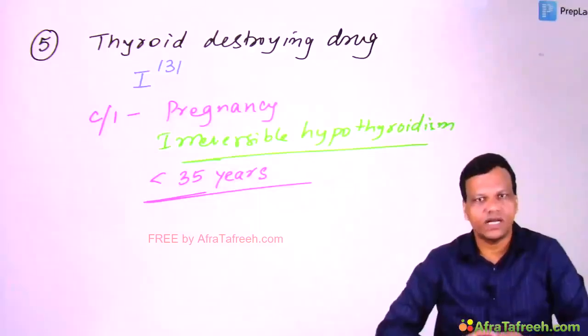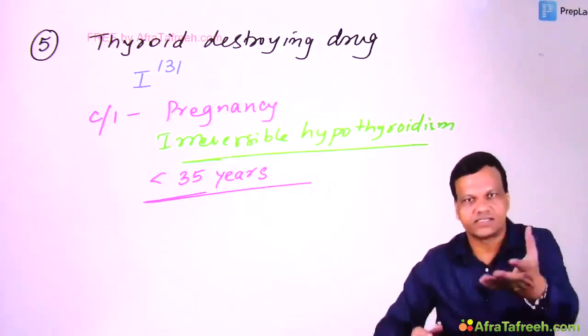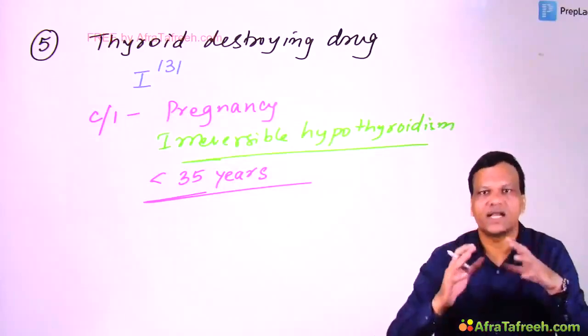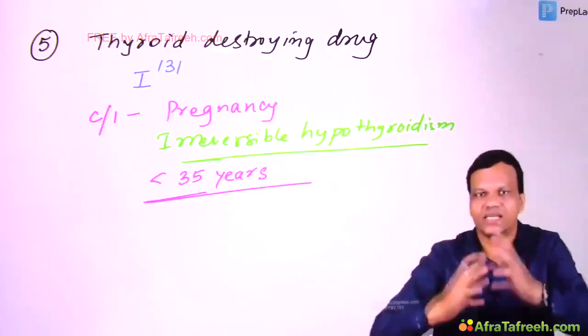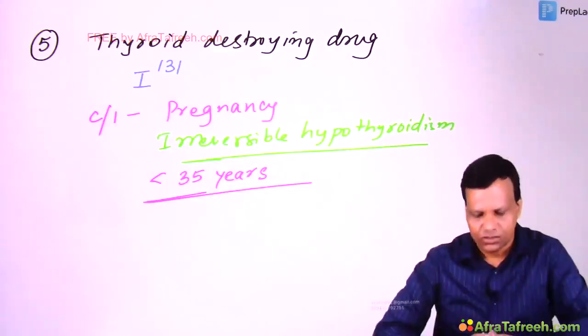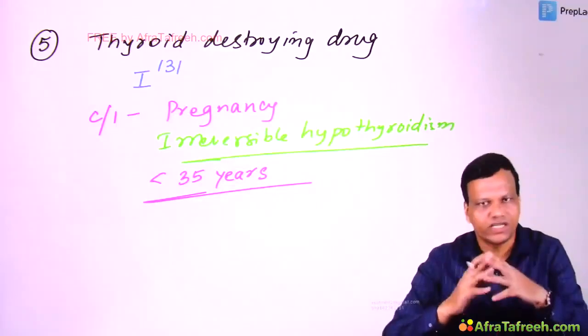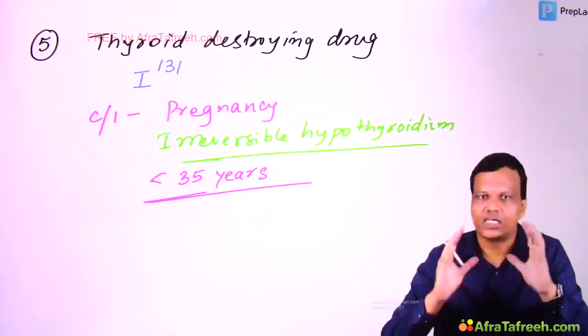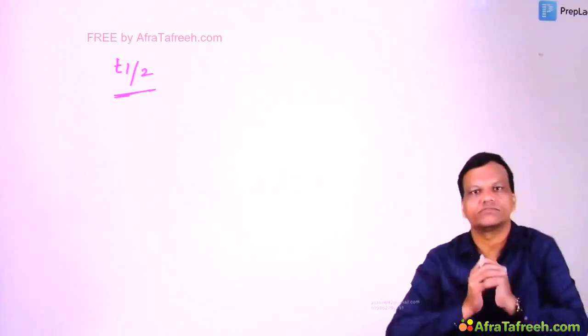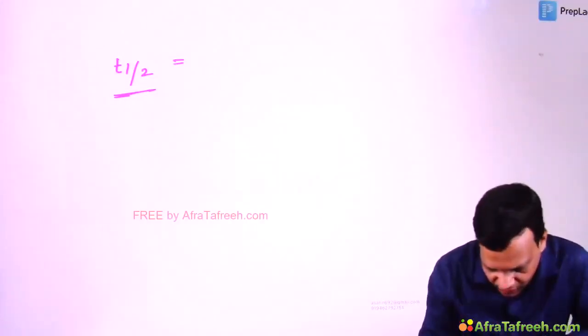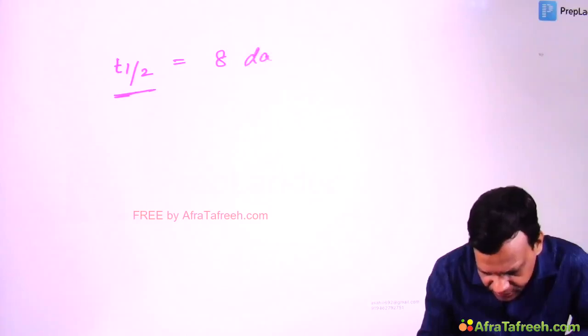That does not mean that whenever the person is 36, start this. It means that it is avoided in young patients. Higher the age, the better the indication. Clear? So radioactive iodine, two important things, contraindicated in pregnancy and young patients. And one more question which is asked commonly, what is the half-life of radioactive iodine? Half-life of radioactive iodine is 8 days.